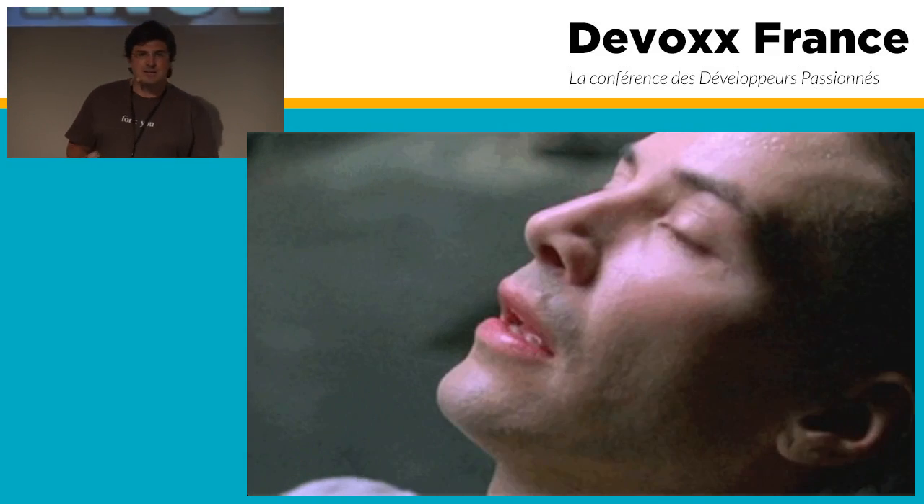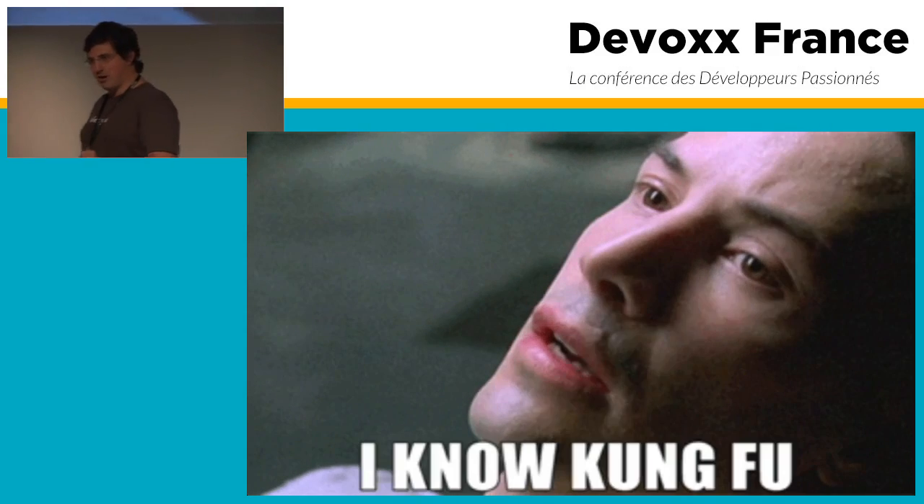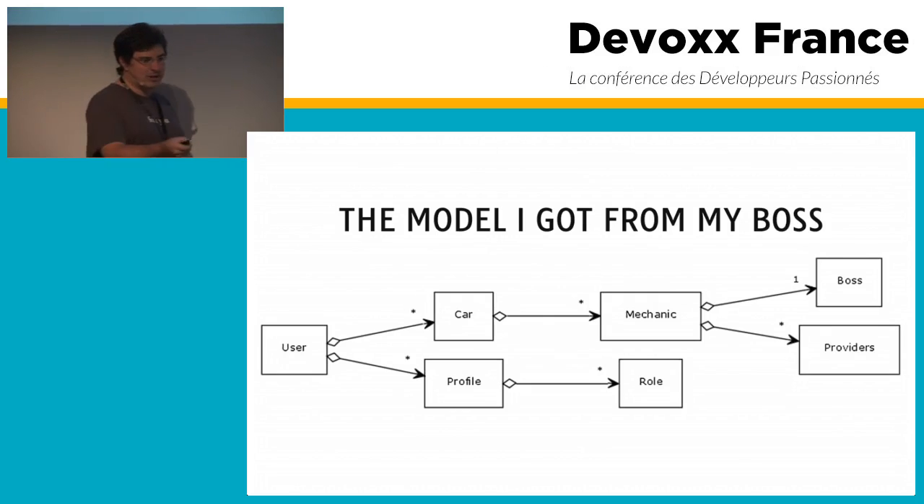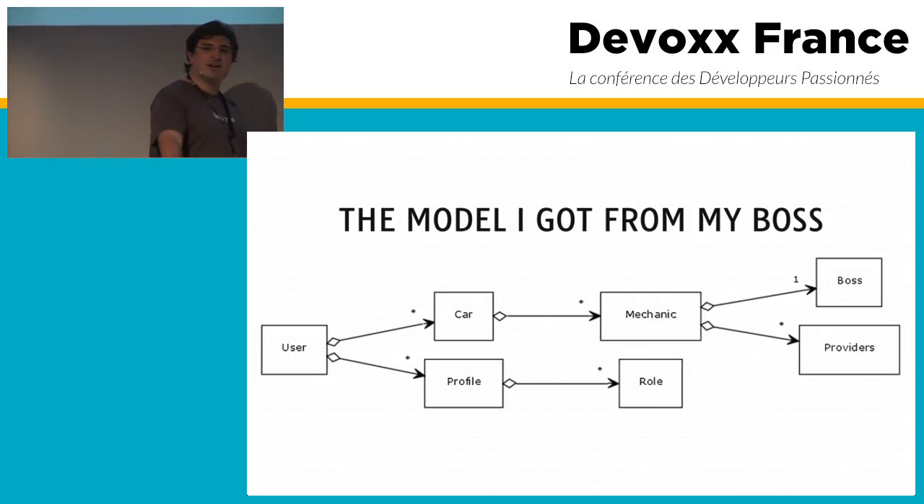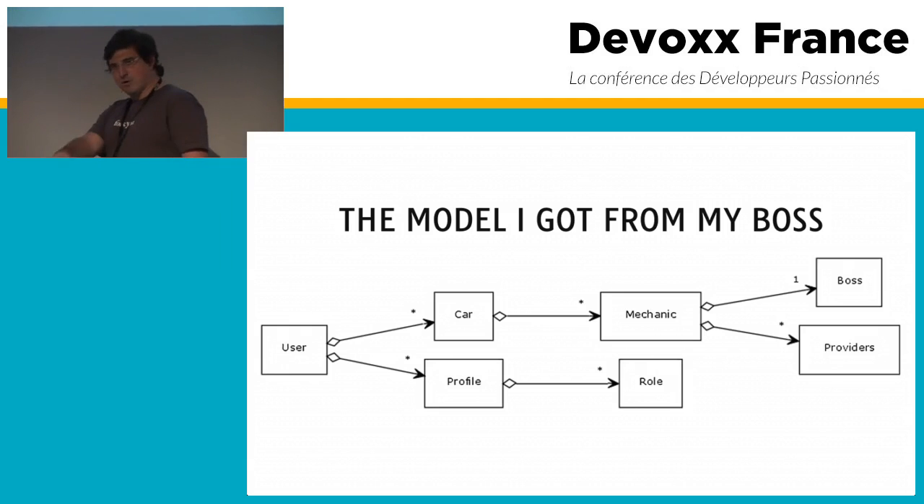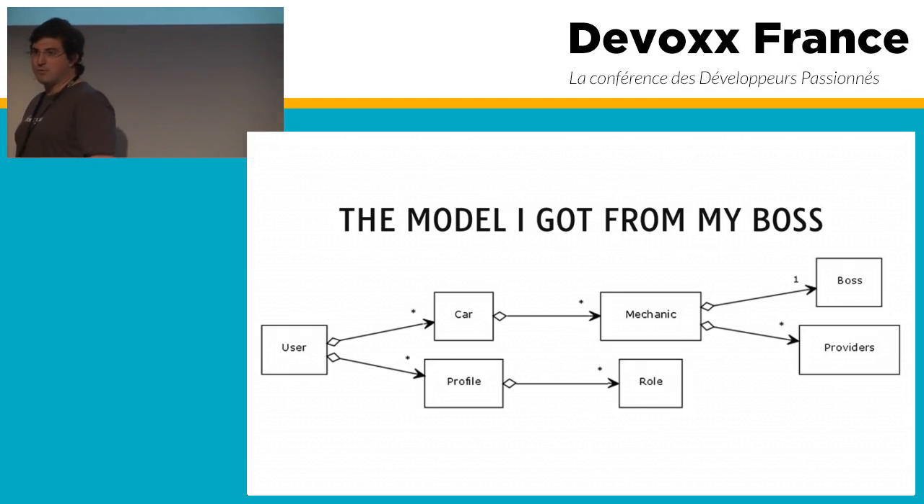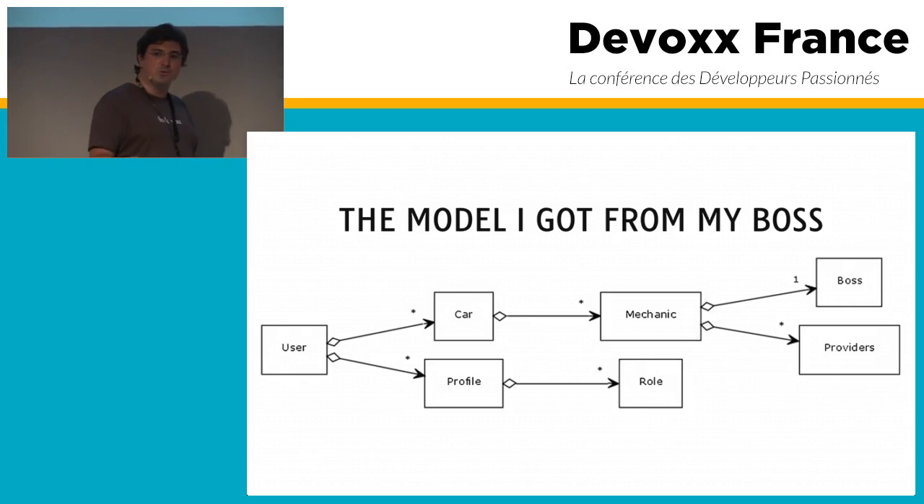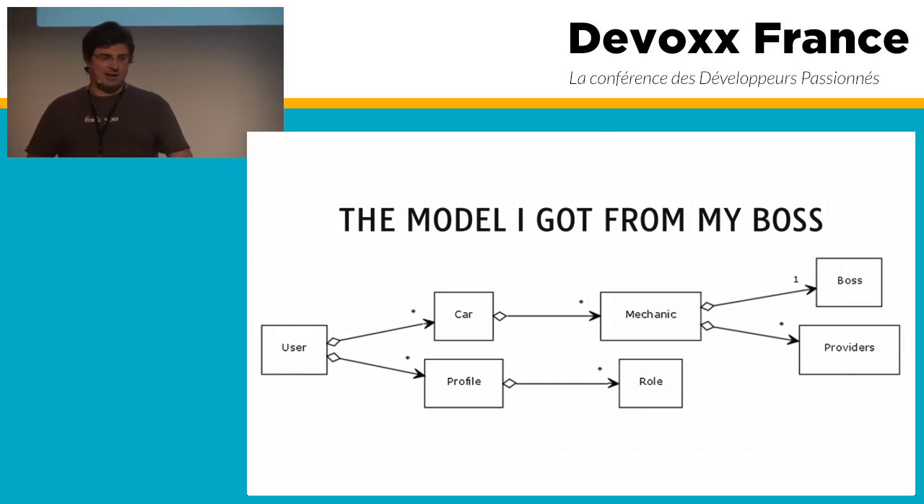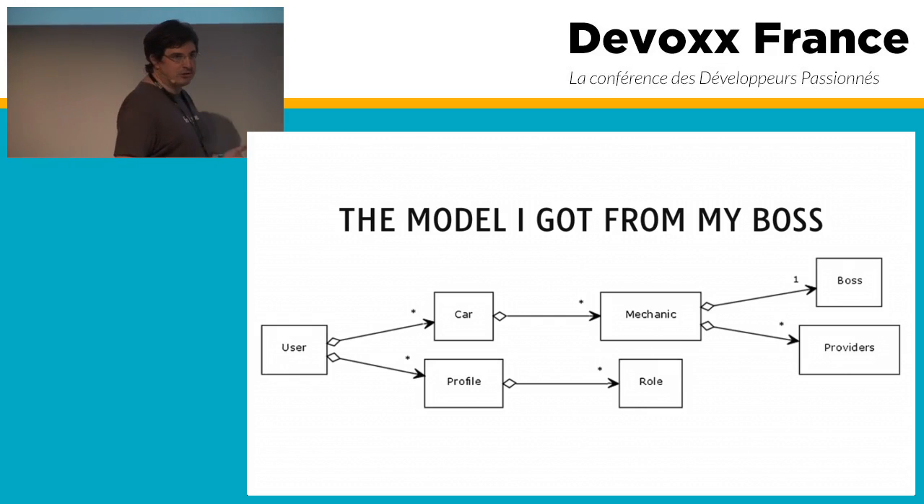So I told my boss, I know AngularJS. Then he came and said, OK, you know AngularJS? This is our model. This is our backend API. This is our backend models. And this is what you need to get. This is what you need to use from the front end. You have a user. The user has a lot of cars. The user also has a lot of profiles. The cars have a mechanic. It was kind of a complex model, a regular model that you could have in your backend.